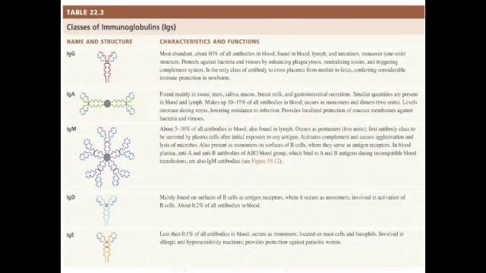So we see on page 876, table 22.3, and this goes through the classes of immunoglobulins. By this table, you can see that there are 5 of those: IgG, IgA, IgM, IgD, and IgE. So I'll let you go through this table on your own time.